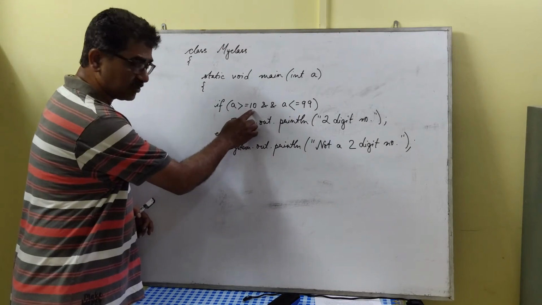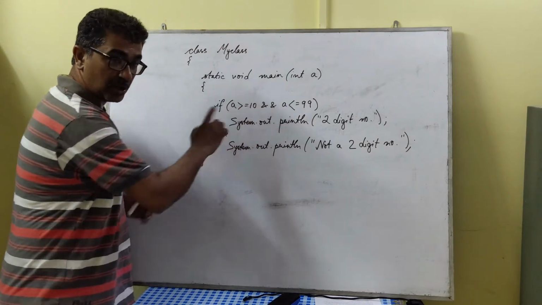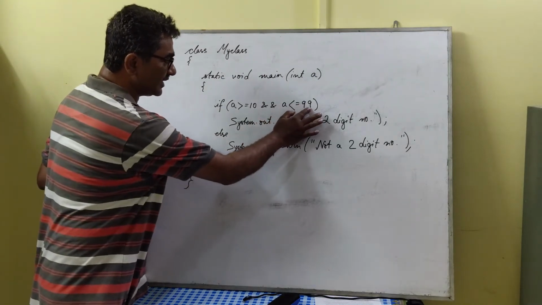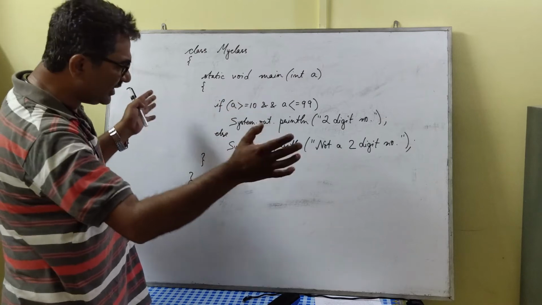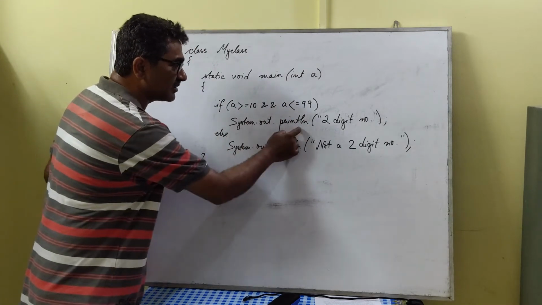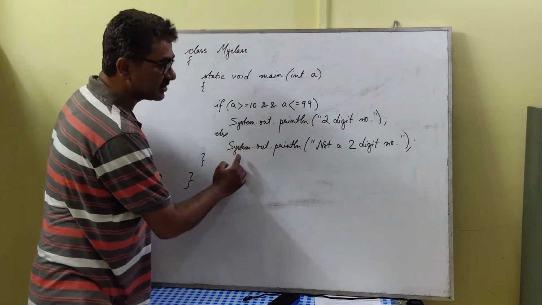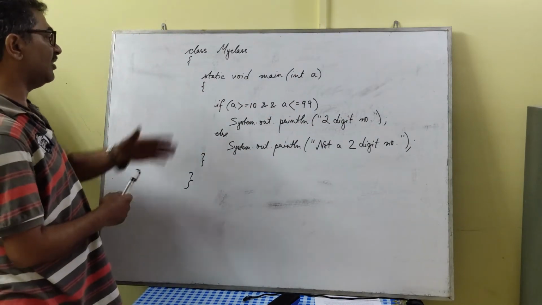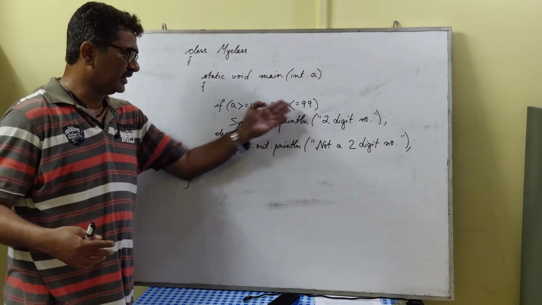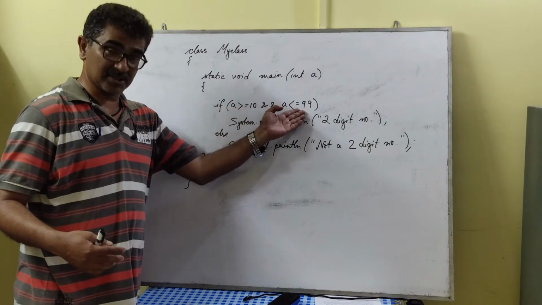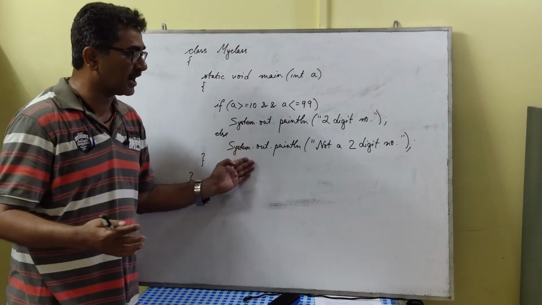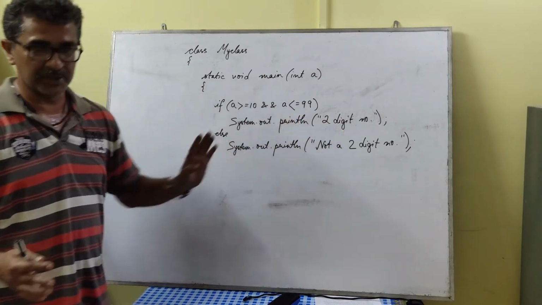If a is greater than or equal to 10, followed by the logical operator and, that means both the conditions should be true, a is less than or equal to 99. So it lies between the range of 10 to 99, both inclusive. If it does, we display two-digit number, otherwise we display not a two-digit number. So if the value of a is 153, the condition is not fulfilled. It may be greater than 10, but it is not less than 99, because both the conditions should be true. So it jumps to the else part and gives the message, not a two-digit number.